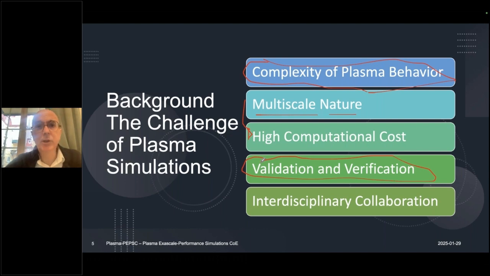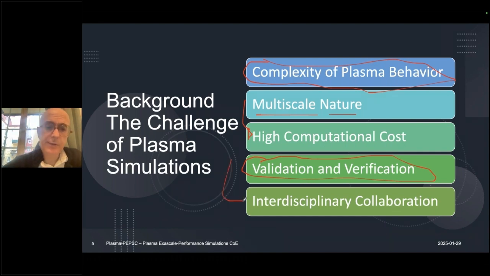We use plasma simulation for plasma material interaction, plasma wall interaction, for which we have data and we validate. So there is a very important step to validate and verify the correct functioning of the models and of the code that we're using. And this is a mechanism that requires a lot of time, a lot of expertise.